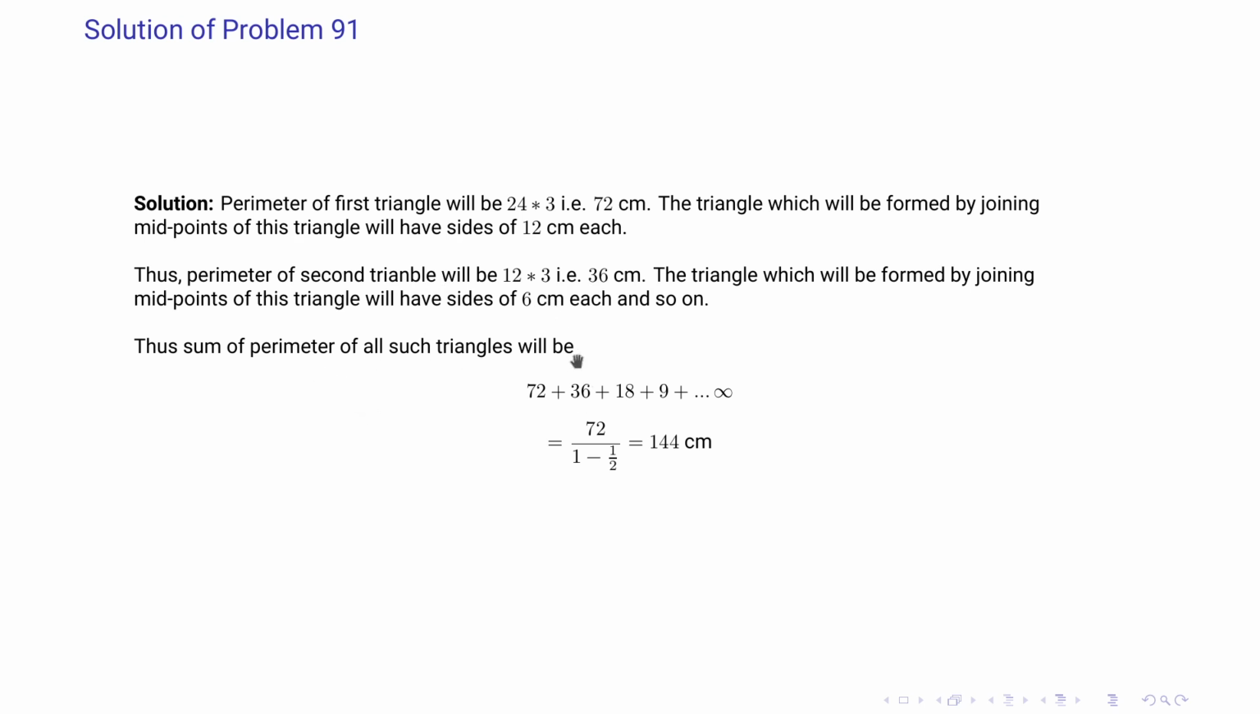So the sum of the perimeters of all such triangles would be 72 plus 36 plus 18 plus 9 and so on. This is a geometric progression with first term 72 and common ratio half. So it would be 72 by 1 minus half, which is equal to 144 centimeter.